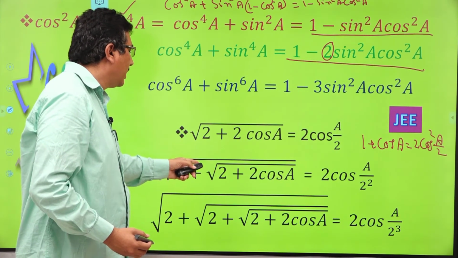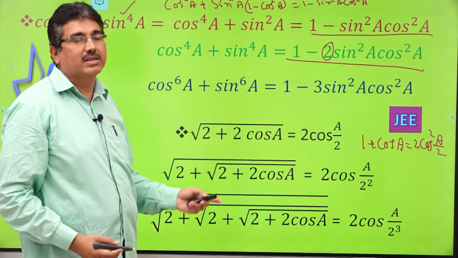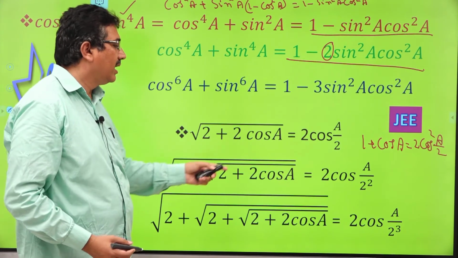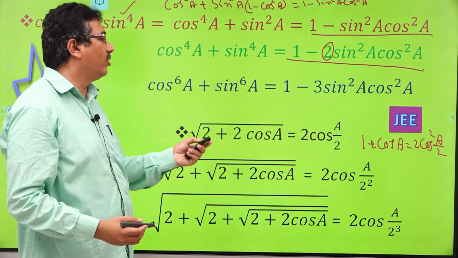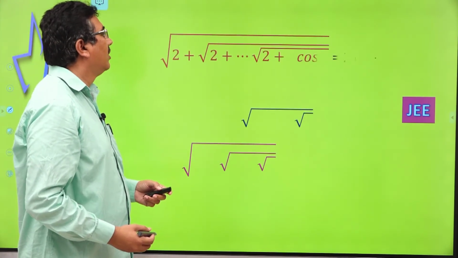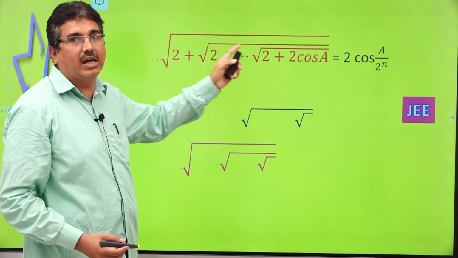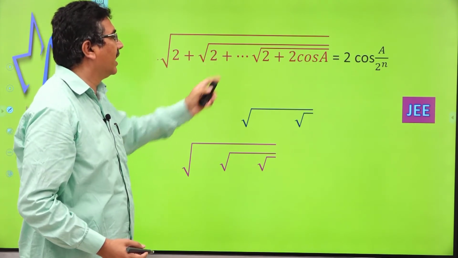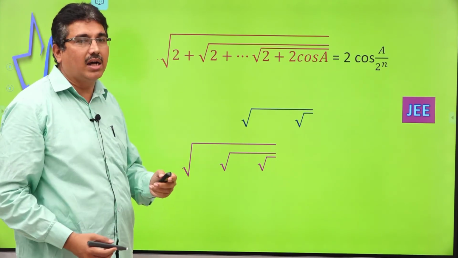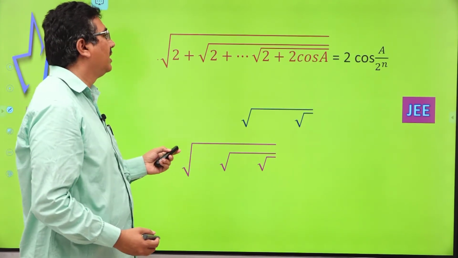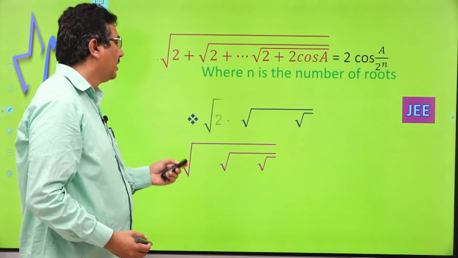If one more square root is added in this, we have 2 cos of A by 2 square. As square roots are increased, the angle becomes A by 2 cube, A by 2 power 4 and so on. What is the value of this? Here we have n number of roots or n number of terms. The value of this is equal to 2 into cos of A by 2 power n, where n is the number of roots or the number of terms.